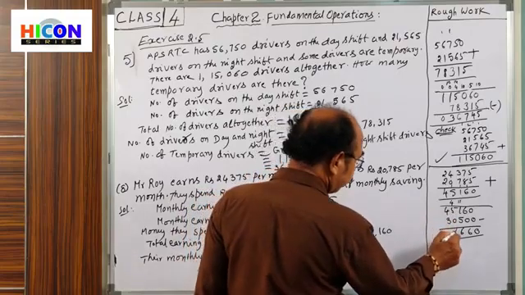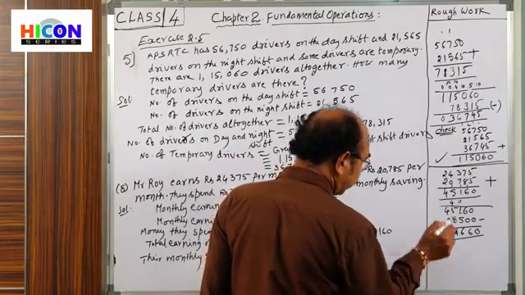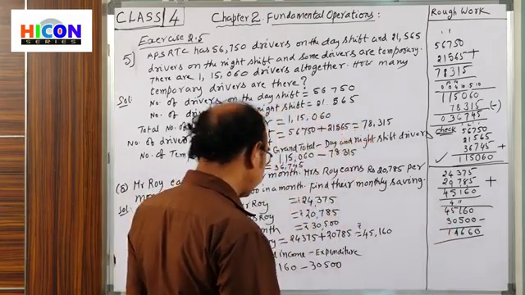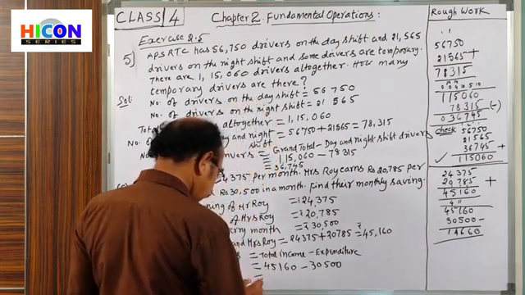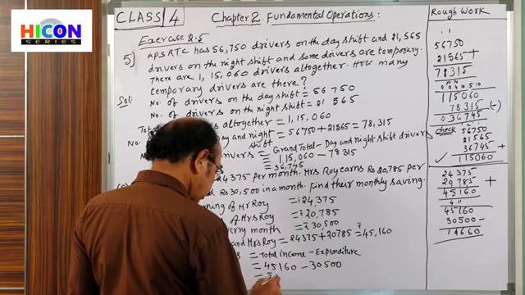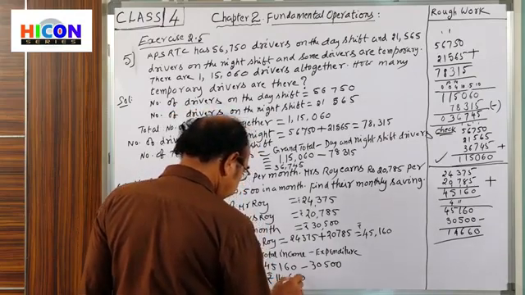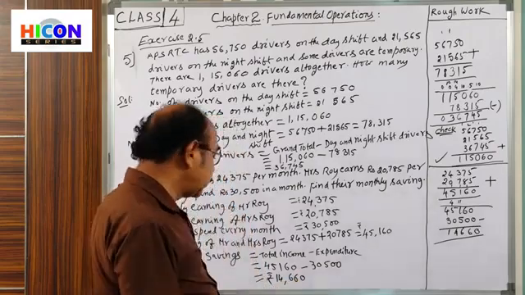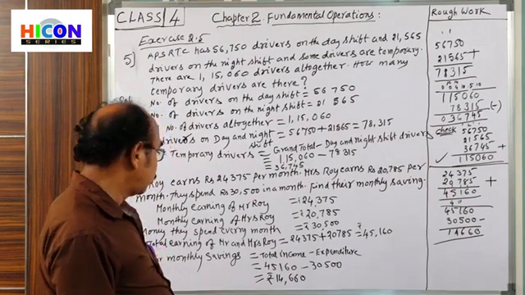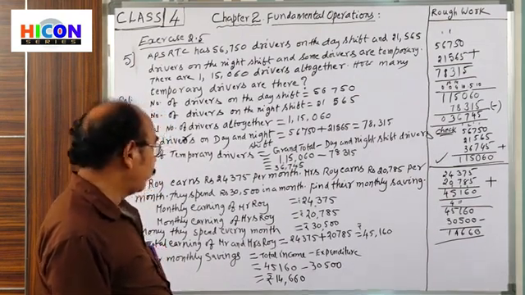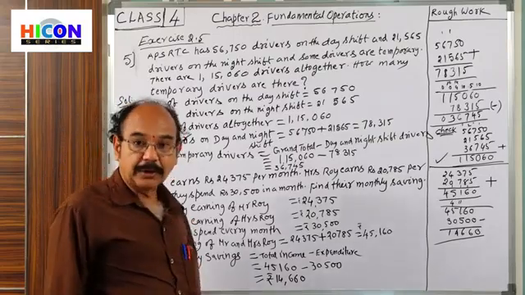Here 4 minus 0, 4. Here 4 minus 3, 1. So 14,660 rupees. That is the monthly savings. Okay, students? You all understand? I think you all followed well. Like this, we can do the word problems. Okay, children?